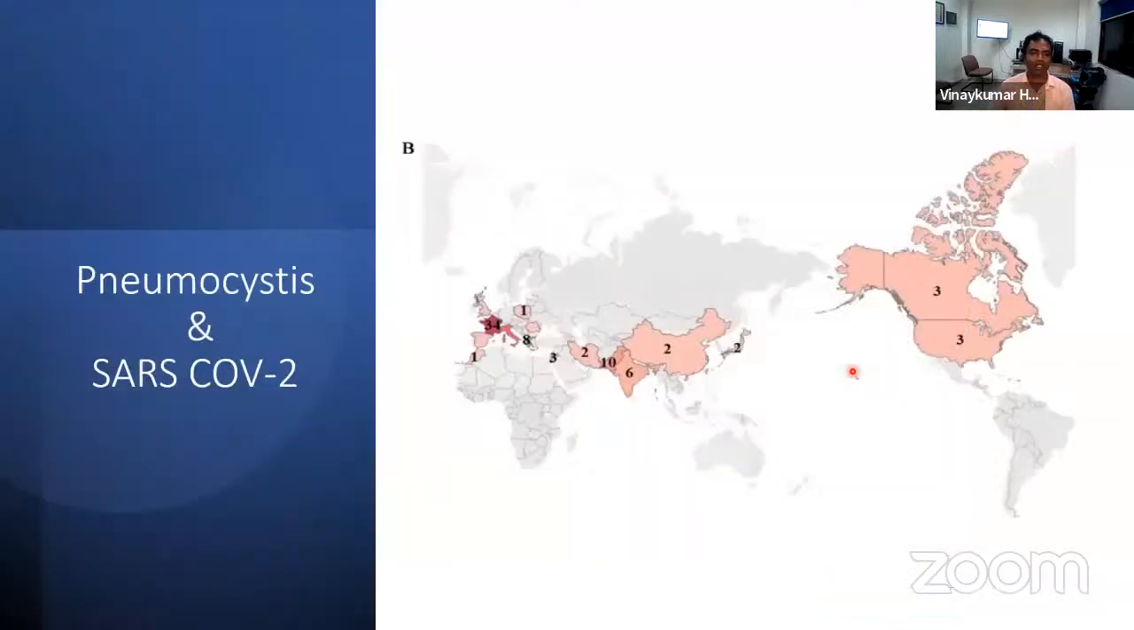Right. So I told you the new group that was added to the list of people who are susceptible to pneumocystis was coronavirus. And since 2020, there have been around 70 reports of pneumocystis across the world. And you can see the maximum number of reports are from Europe. And we also have these reports from India as well. So pneumocystis can also cause pneumonia in patients who have had SARS-CoV-2 infection. So remember this. This is one takeaway from this webinar.